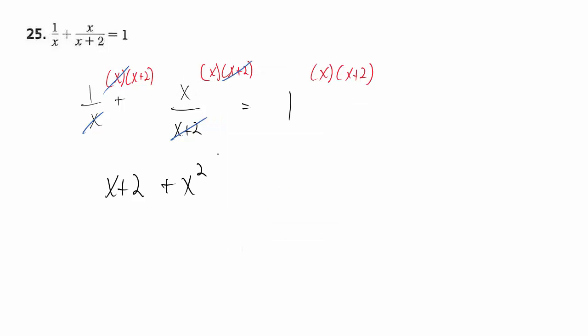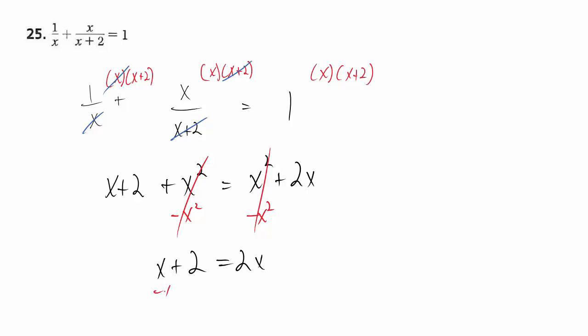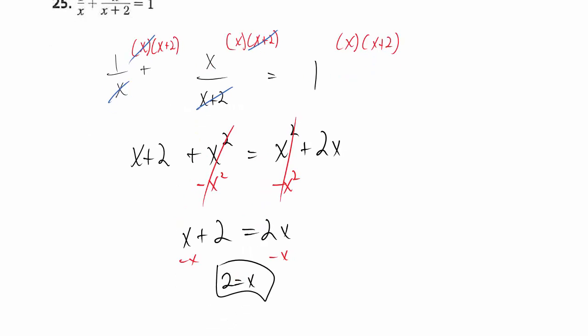Then we get x times x, which is x squared, equals 1 times all this. So that becomes x squared plus 2x. And you might think we'd have to use quadratic formula again. Actually, in this one, the x squareds conveniently just eliminate each other. So we get x plus 2 is equal to 2x. Subtract x on each side. And so we get 2 is equal to x, also known as x equals 2.